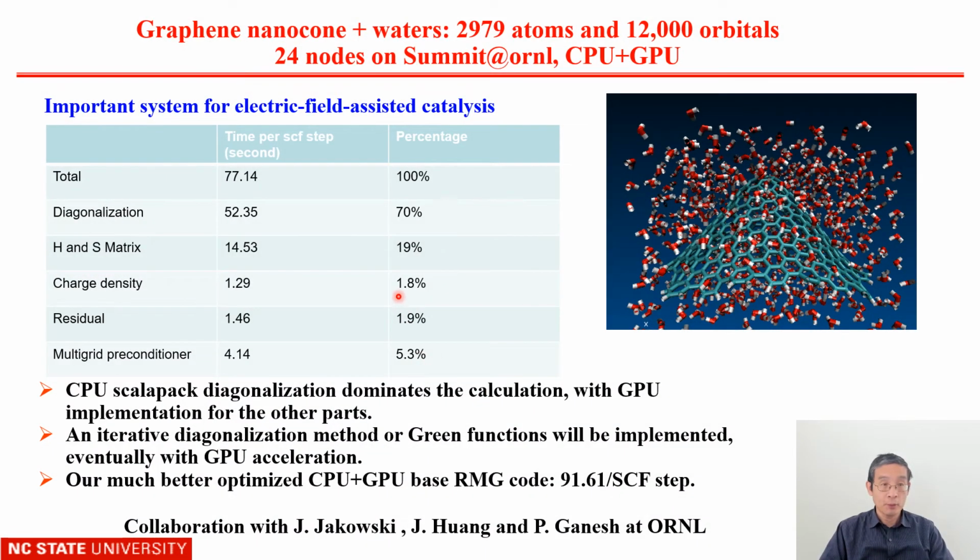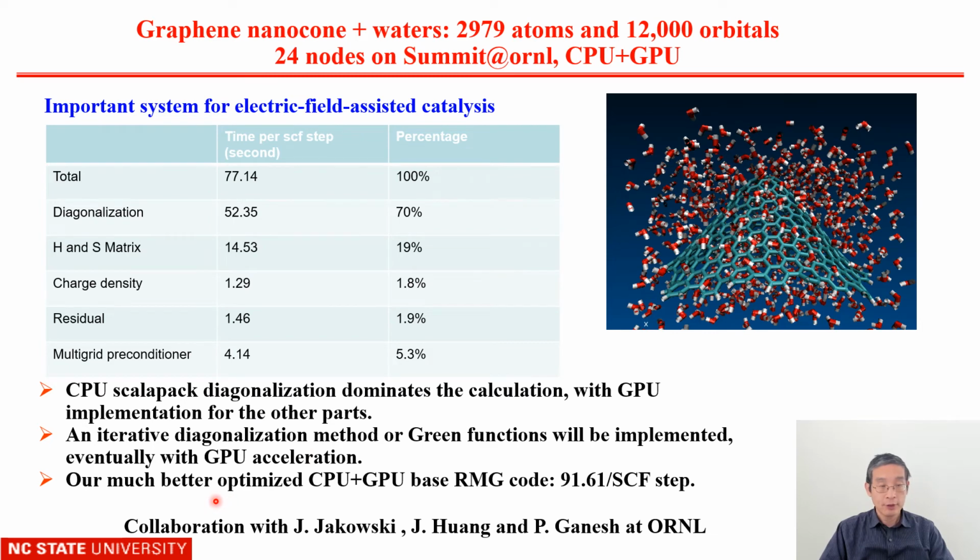Here's another example. It's a graphene nanocone plus waters. This has 3,000 atoms and 12,000 orbitals. This is still relatively not very large for us. We only use 24 nodes on Summit. You can see the timing here. The diagonalization is really dominant. It's 70%, others only 30%. Still, from here you can see with the GPU implementation for the other parts, the diagonalization really needs to be improved.